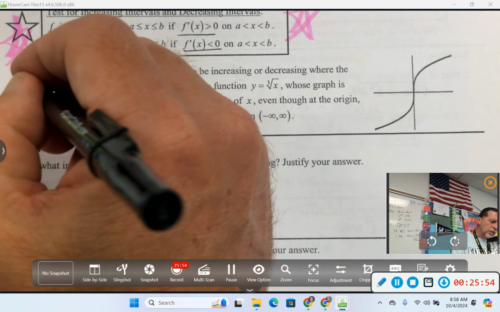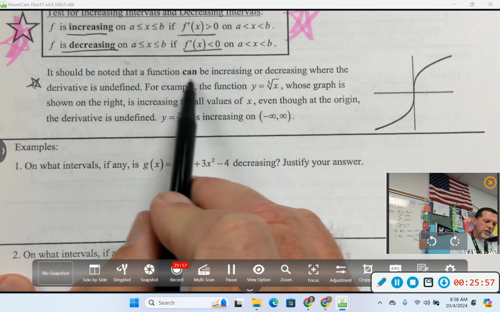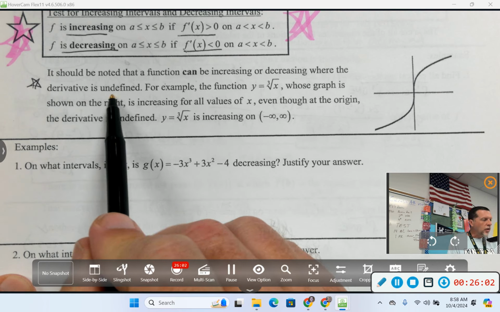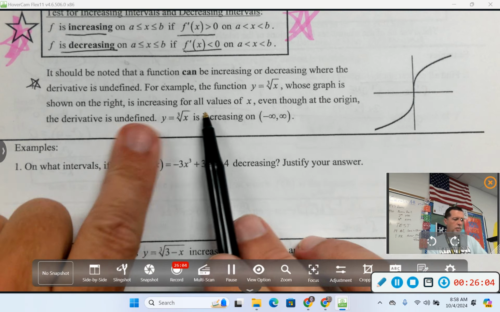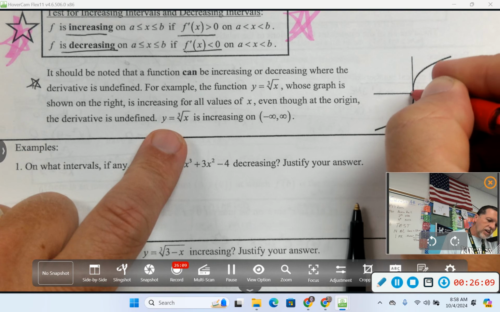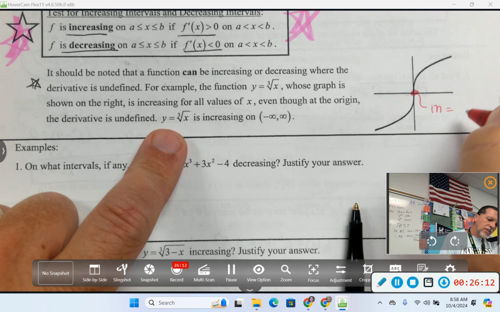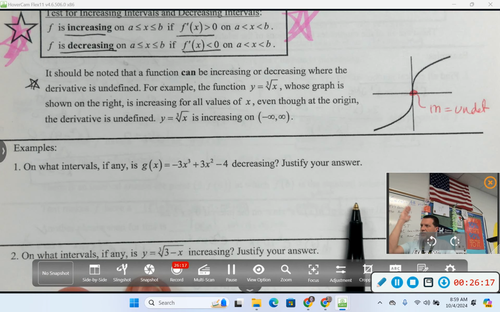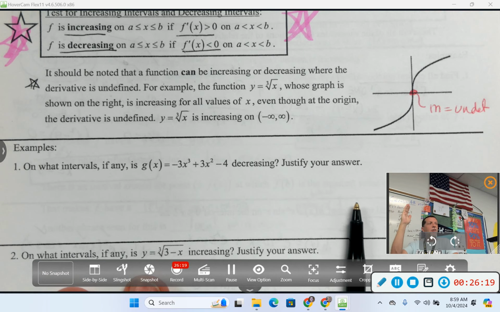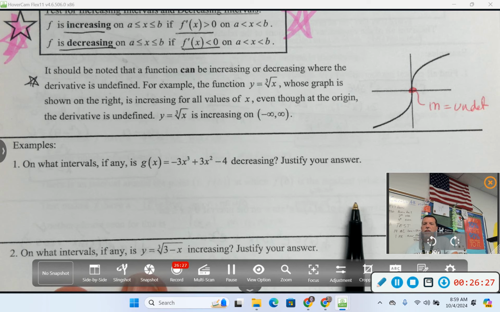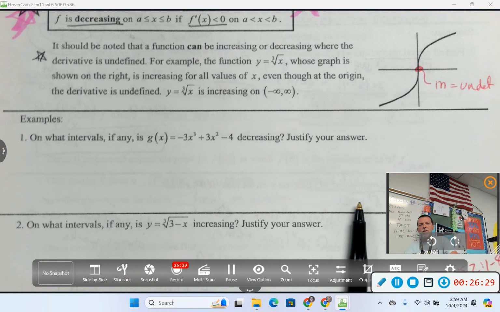This next thing is a little bit weird. It should be noted that a function can be increasing or decreasing even where the derivative is undefined. For example, here's the cube root of x. So right there, that slope is undefined. We talked about this a little bit. Vertical tangent lines have an undefined slope, which means their derivative is undefined. But that's still an increasing function. So just got to be a little careful with these.